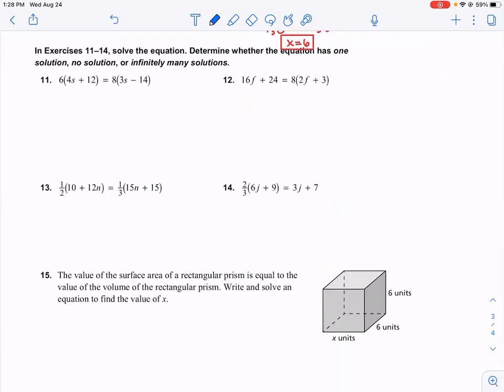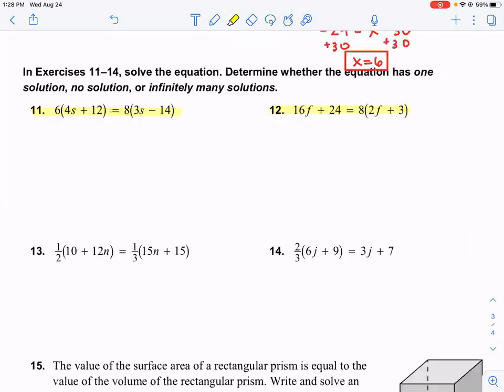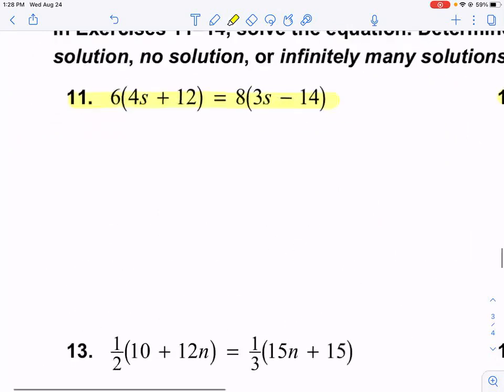All right, we are going to look at number 11 and number 12 on page 16. Okay, that is how we're going to finish off our lesson. Okay, so we're going to look at number 11.